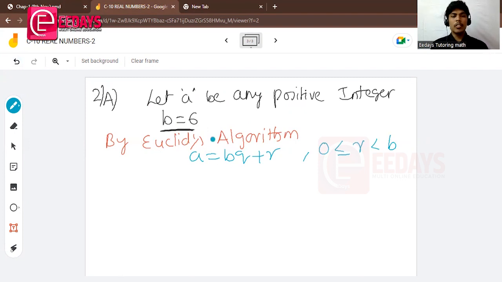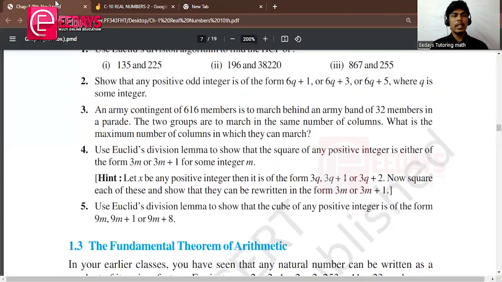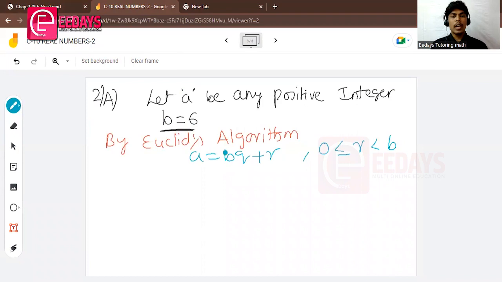Here, in the place of B, what do we have to take? The question they gave is 6q + 1, 6q + 3. So in the place of B, 6 is there. It's clear, everyone. Plus R is nothing but R, which depends on the question. So B here is 6. Let's compare with the condition here: R lies between 0 and 6, so we can take R in between 0 and 6.